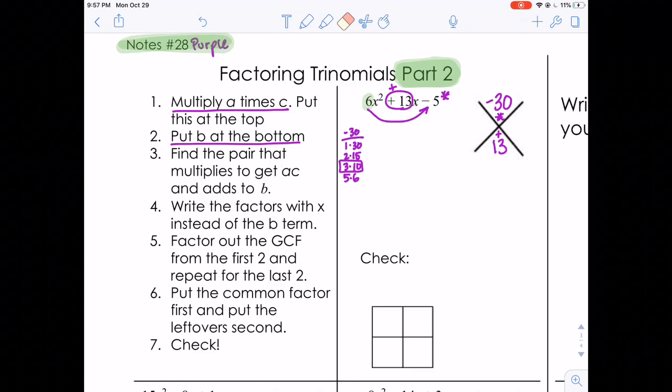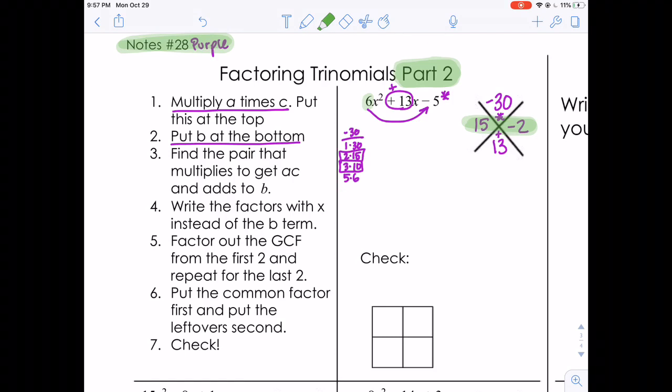So I'm going to try a different pair. I also see that 2 and 15, they also could be 13. So if I do 15 and negative 2, that would make negative 30 if we multiplied them. And 15 minus 2 would be 13. So I know that these are my factors. Even though I thought it was 3 and 10 before, I know now it's negative 2 and 15.